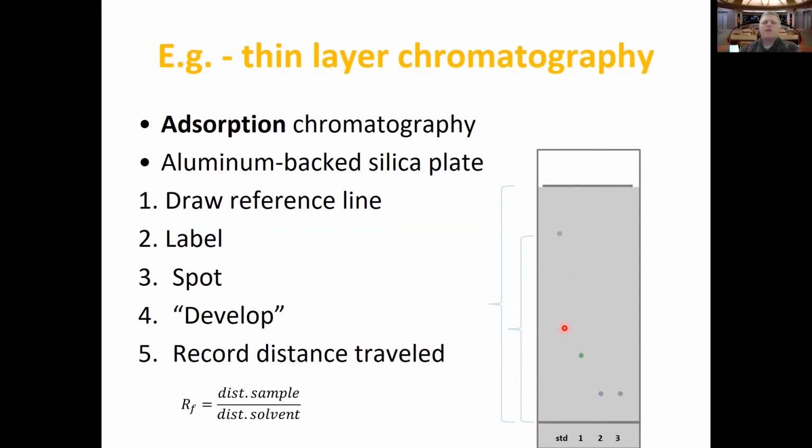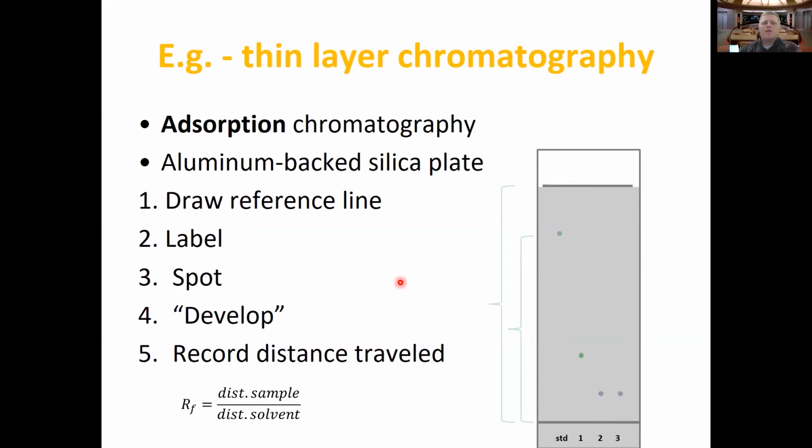So you literally usually just measure these with rulers. This isn't a high precision experiment, but it's used all the time in organic labs for separating compounds, and it's actually a super important technique.